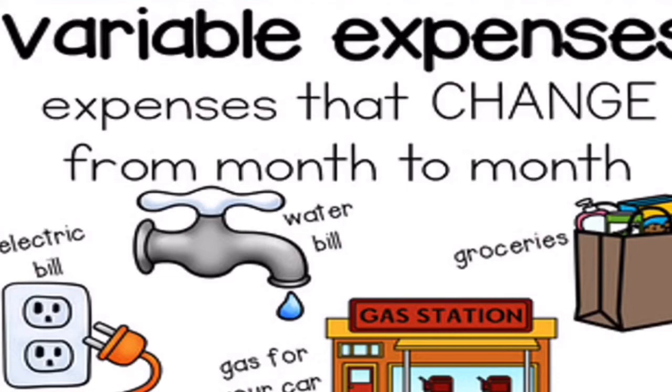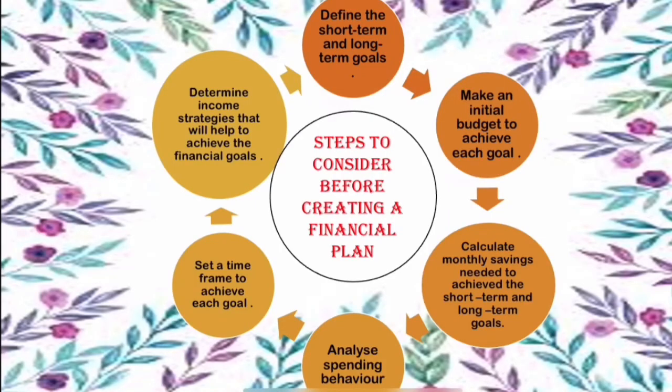For example, for the electric bill, you can try to reduce it if you want. For the water bill, you can also save water. Try to use a small amount of water, then you can save the cost of the water bill. And groceries, you can save also. Try to spend less.